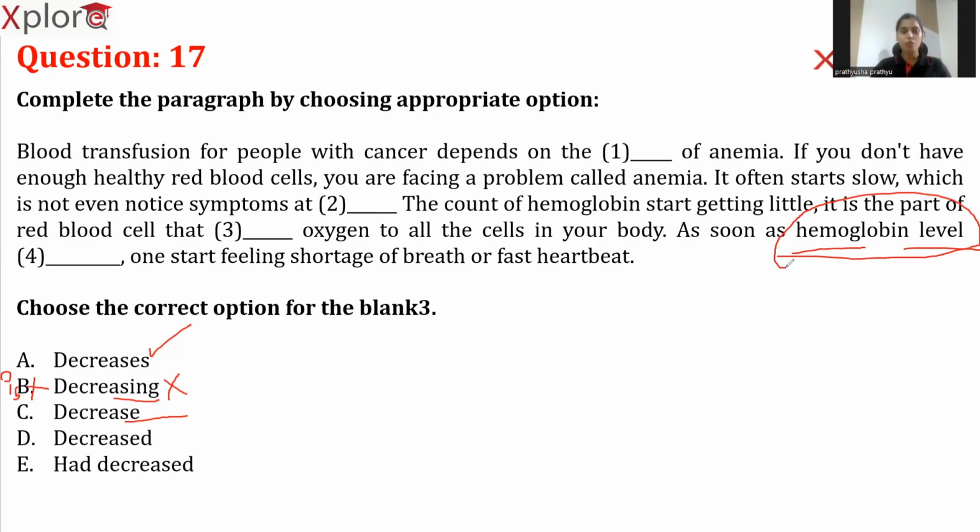So for example, water is on the floor. We have to say water is, we cannot say water are. Why? Because water is an uncountable noun. In the same way, hemoglobin level is an uncountable noun. So that is the reason we need to use this decreases term, not decrease. And we can eliminate option D and E.